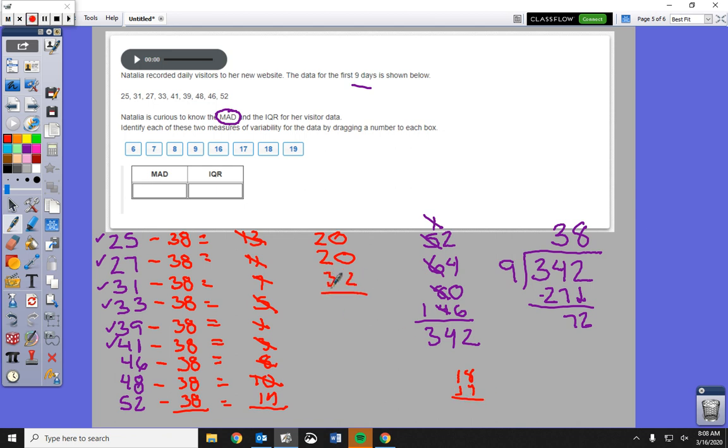Alright, we have 3, 4, 5, 6, 7. We have 72. Divide that by 9. We have a M.A.D of 8. So on average, each one deviates 8 from the mean.